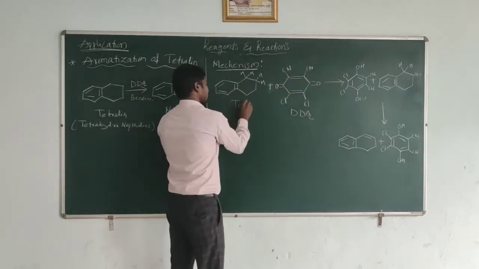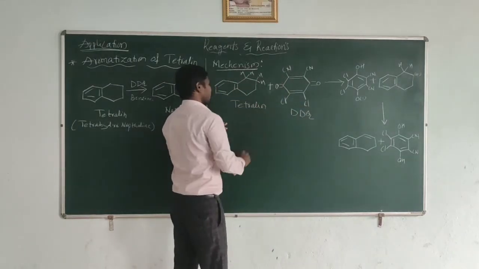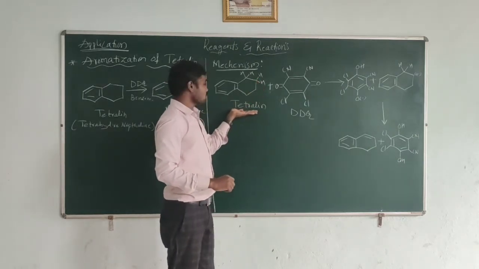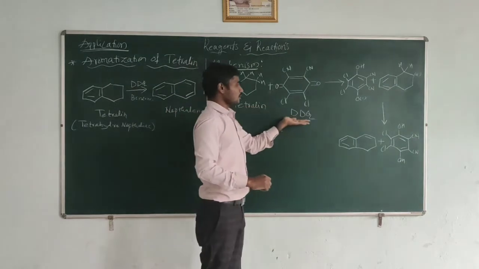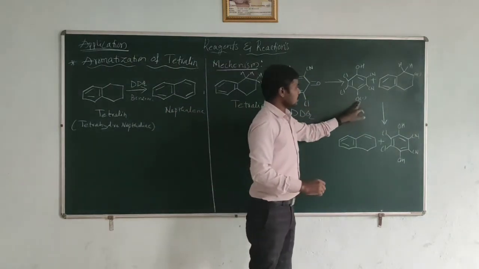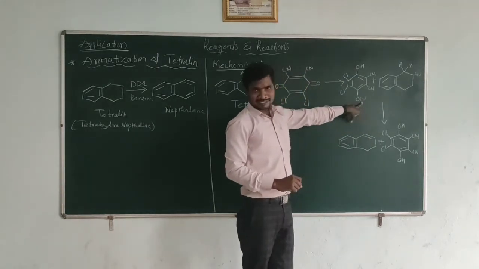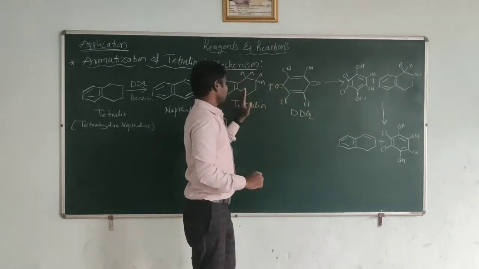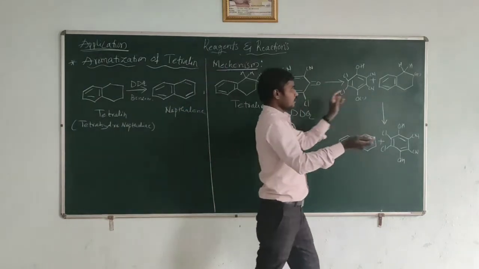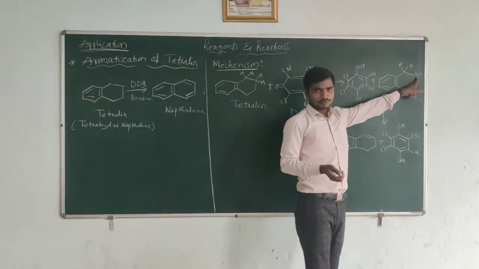This is tetraline. The hydride ion transfer takes place from a tetraline molecule into DDQ. That converts DDQ into an oxygen anion complex molecule, and the tetraline is converted into a carbocation molecule.